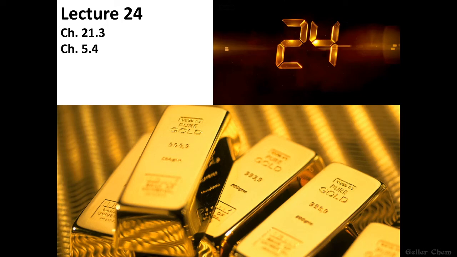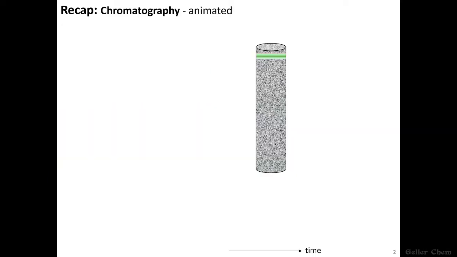Here we are, lecture 24. In this lecture, we will continue to talk about our final analytical chemistry technique of the semester, chromatography. In this technique, we take a mixture of two or more chemicals and flow them through some column known as a chromatography column to separate the chemicals out.